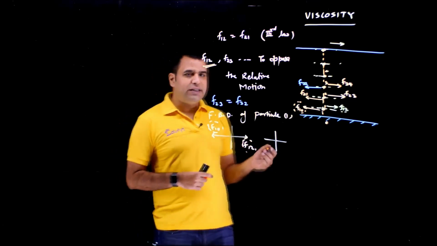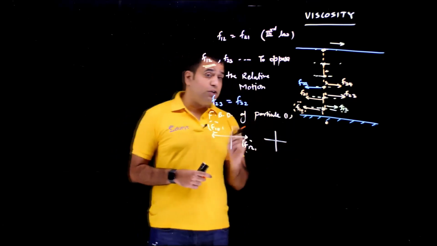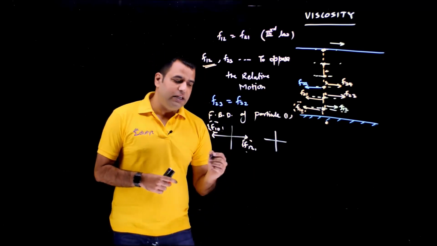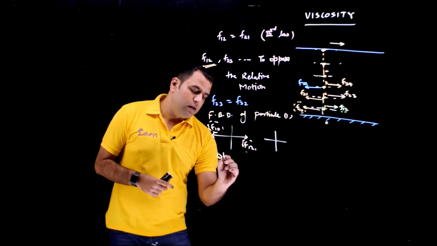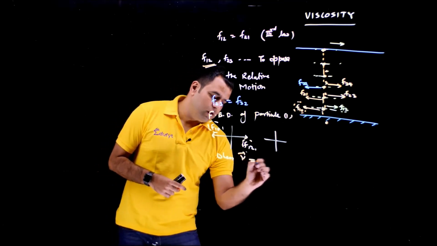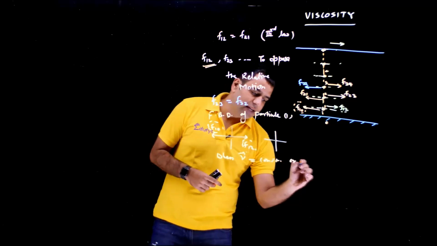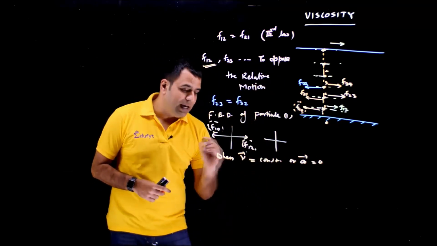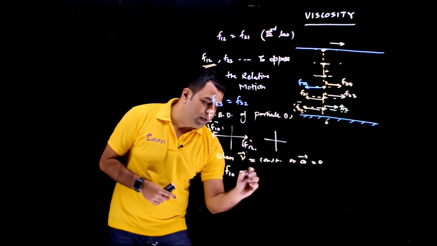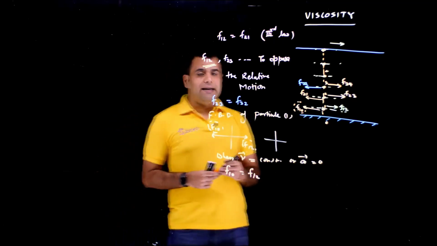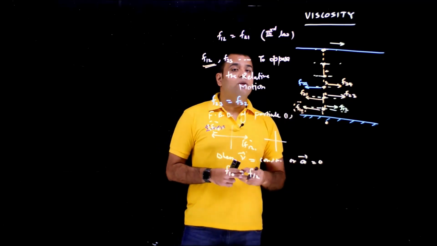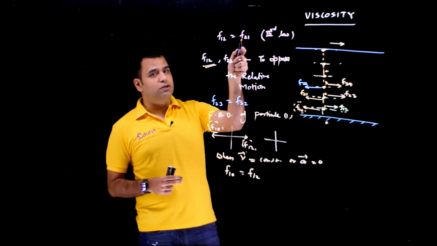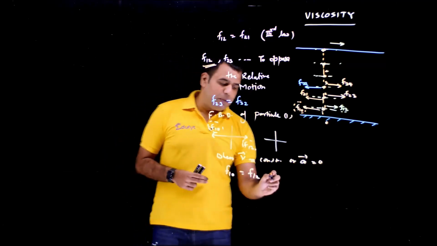So at one point of time, when their velocity will become constant, I'm not saying equal, I'm saying constant, or we can say the acceleration of each and every particle will become 0. At that instant, F10 will be equal to F12. At that instant, the friction forces will become the same. You see, when F10 becomes F12, this F12 is already equal to F21. So this is for the first particle.